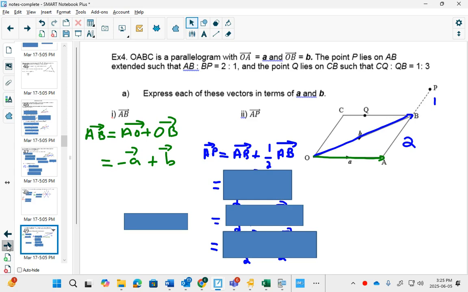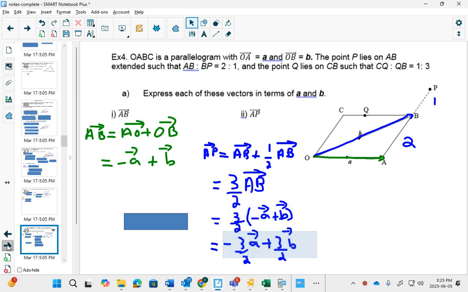Does this make sense? If I went from A to B, and then I did another half A to B, because the ratio of BP to AB is half of that, I would get all the way there. So this becomes 3 halves AB. Which we know what those numbers are already, we can plug them in. Negative 3 halves A plus 3 halves B.